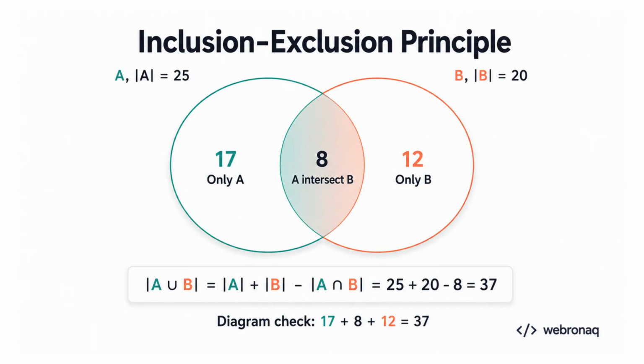Now look at the diagram. The left-only region has 17 elements, the overlap has 8, and the right-only region has 12. Add them, 17 plus 8 plus 12 equals 37. The diagram and the formula agree perfectly. This principle extends to 3 or more sets, and it is one of the most useful counting tools in discrete math. Up next, we shift from overlapping regions to cleanly separated ones with partitions.